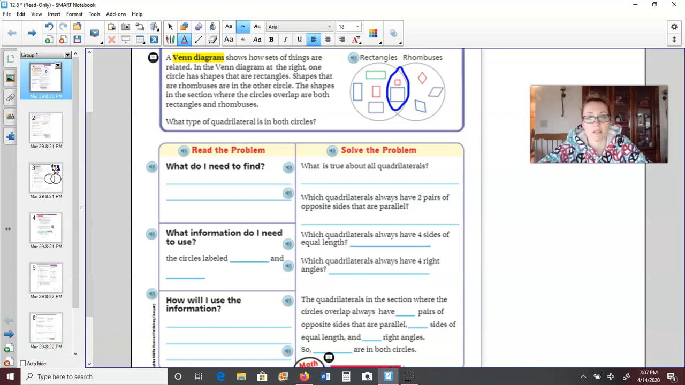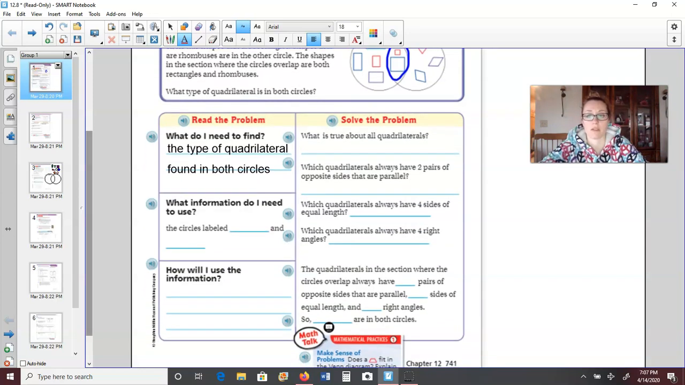So what do I need to find? Well, we look back at the question for that. We need to find what type of quadrilateral is in both circles. So I'm going to type just that. The type of quadrilateral found in both circles. There we go. So that's what we are trying to find, the type of quadrilateral found in both circles, or the middle of the Venn diagram.